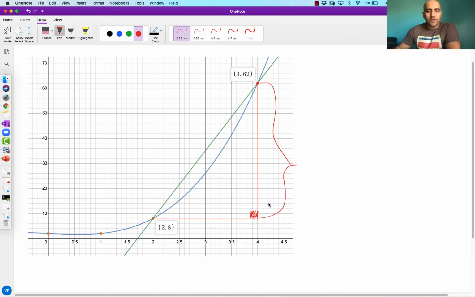So the change in the y-axis direction is going to be the difference between this output, which was 62, the result of the 4. So notation-wise, we like to write f of 4. That's equal to that 62. And then subtract away this, which is the result of inputting 2 into our function. So that would be minus f of 2. So that'll really be equal to 62 minus 8.